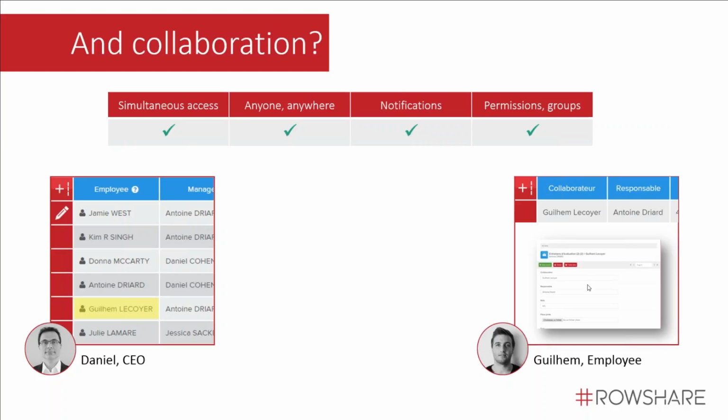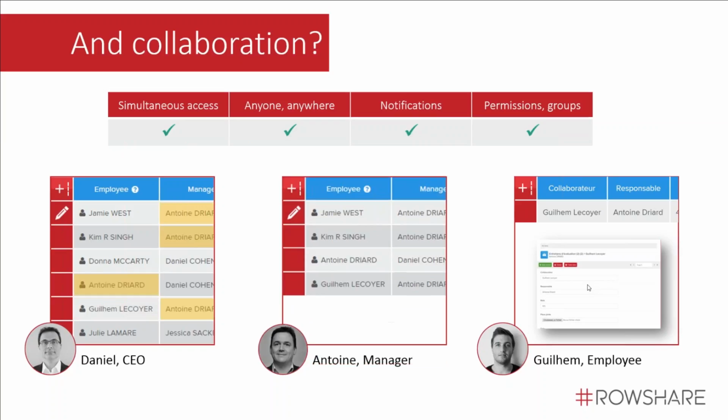So to make it a little more interesting, with RowShare Business, we can add a hierarchy. And so in the middle here we have Antoine, and he is the manager to Guilhem. And he here has access to all of his team members' row entries as well as his own, but nobody else.